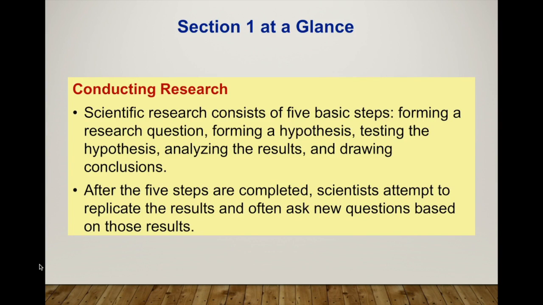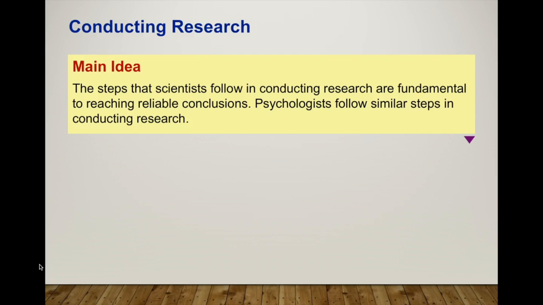Scientific research consists of 5 basic steps: forming a research question, forming a hypothesis, testing the hypothesis, analyzing the results, and drawing conclusions. After the 5 steps are completed, scientists attempt to replicate the results and often ask new questions based on those results. Our main idea: the steps that scientists follow in conducting research are fundamental to reaching reliable conclusions. Psychologists follow similar steps in conducting research.